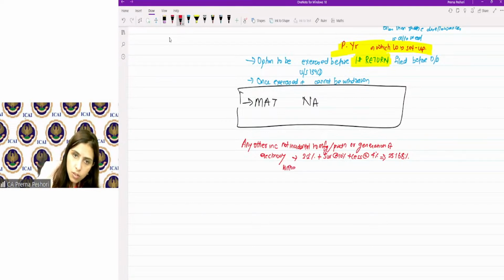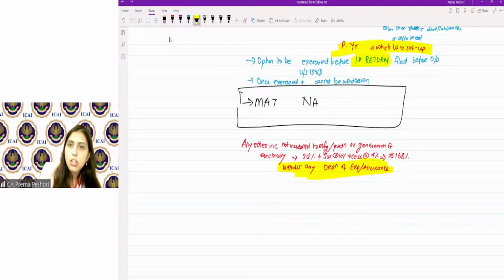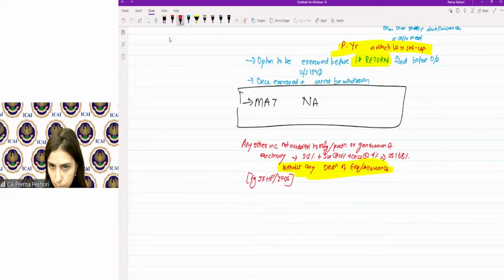And without any deduction of expense or allowance. So meaning I will not get any deduction of expenditure. It will be taxed at a flat rate of 25.168%. Example, income from house property or income from other source. Means you will not get even the standard deduction on the house property rental income, flat rate of 25.168%. Are we getting that? Interest income, flat rate of 25.168%. Clear?